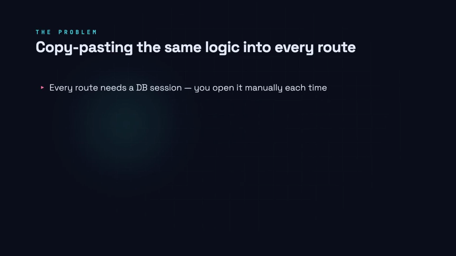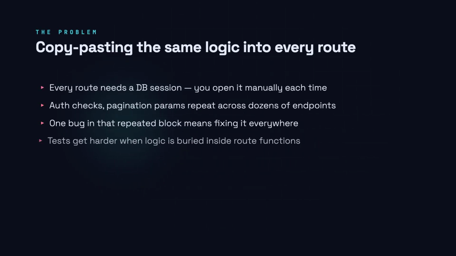Imagine you have 10 routes and every single one needs to open a database session, validate an auth token, and parse the same pagination query parameters. You end up copying that setup code into each function. Now, a bug in the session handling logic means 10 places to fix, and your route functions are bloated with setup that has nothing to do with their actual job. That is the pain dependency injection is designed to remove.